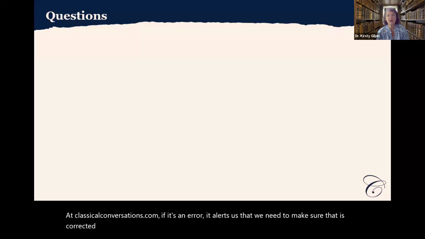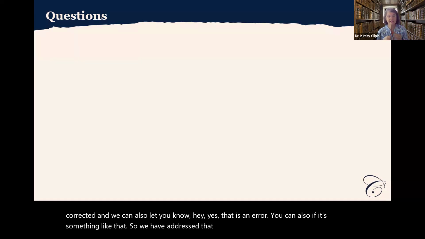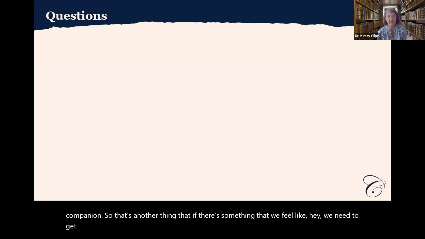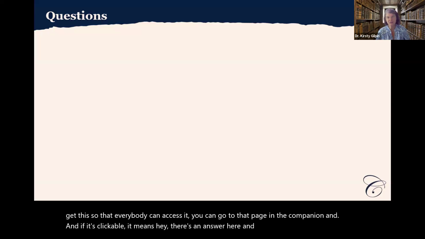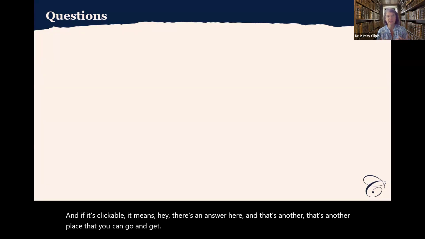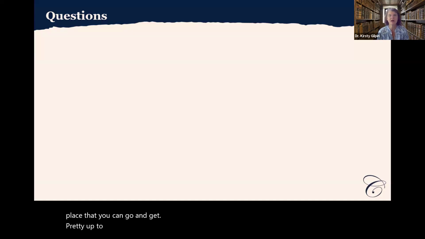If it's an error, it alerts us that we need to make sure that that is corrected. And we can also let you know, hey, yes, that is an error. If it's something like that, we have addressed that on page 11. I did address that in the companion. So that's another thing: if there's something that we feel like, hey, we need to get this so that everybody can access it, you can go to that page in the companion, and if it's clickable, it means, hey, there's an answer here. And that's another place that you can go and get pretty up-to-date information about things. Okay.